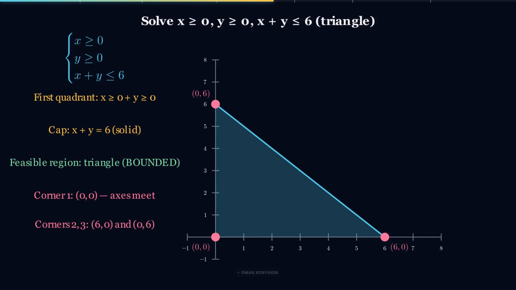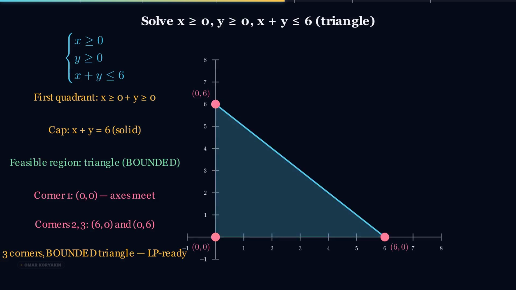Step 5. Classify the region. The feasible region is a closed triangle with three vertices, finite area, fully bounded. The bounded region is suitable for linear programming optimization, with finite optimal values at one of the three corners. So the feasible region is the triangle with vertices at the origin, 6, 0 and 0, 6.